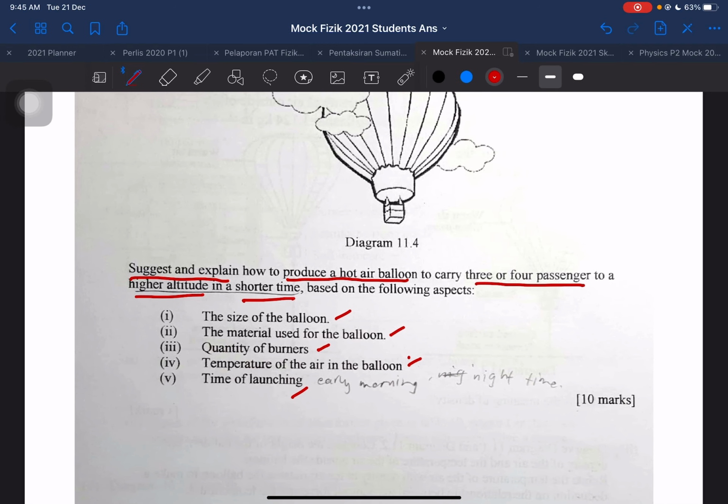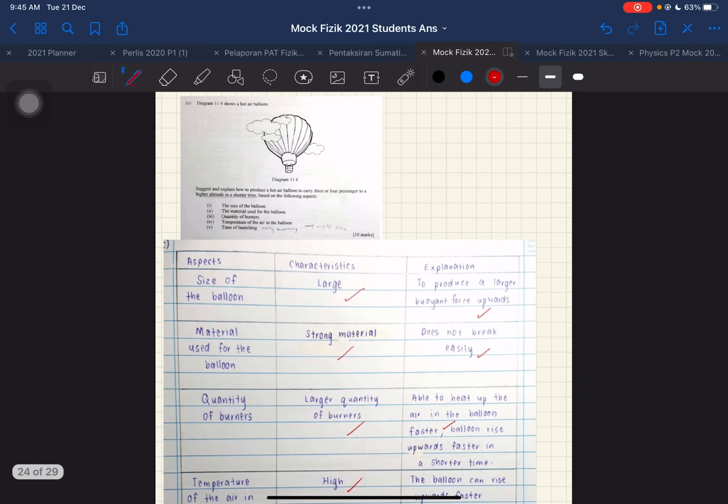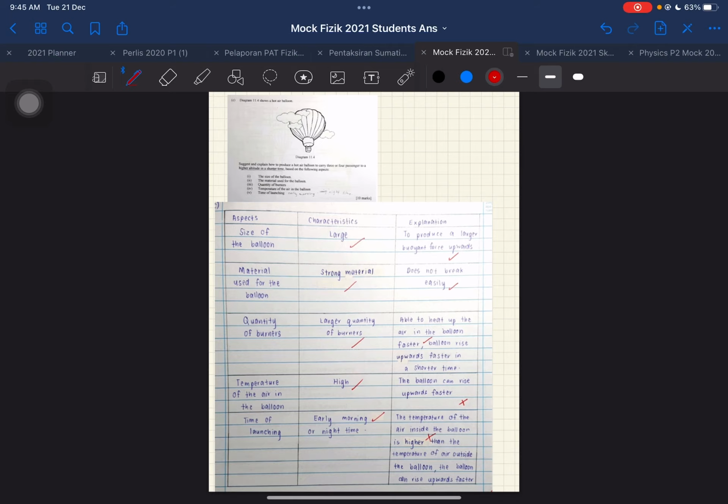Material used for the balloon. You can talk about this, the basket here. Quantity of burner. Okay, temperature. Now we look at the question. So here can do like this. Okay, I'm satisfied with this.